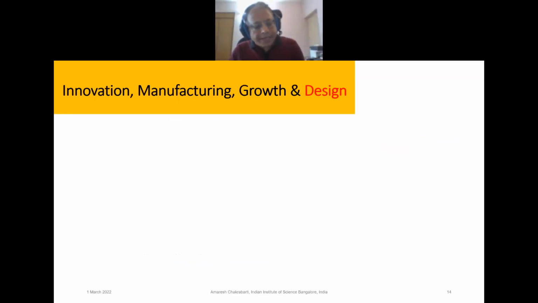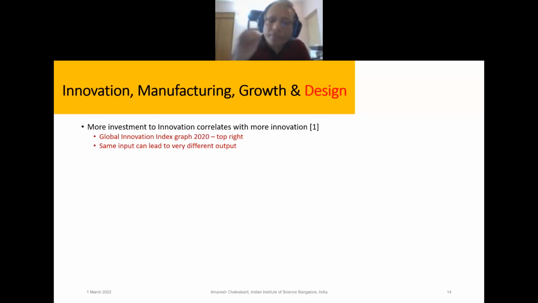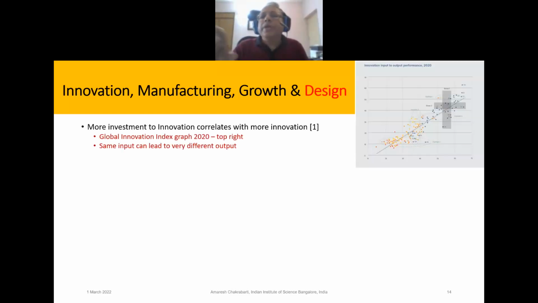Now let's understand the relationship between innovation, manufacturing, growth, and design. I'm putting up a little diagram here. Again, it's not important that you are able to read it. I'm going to explain what it is. It's taken from what is called the Global Innovation Index. Every year, a Global Innovation Index report is published in order to show how innovative each country is.